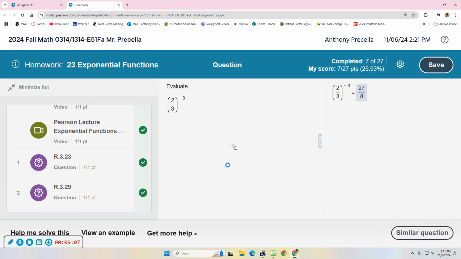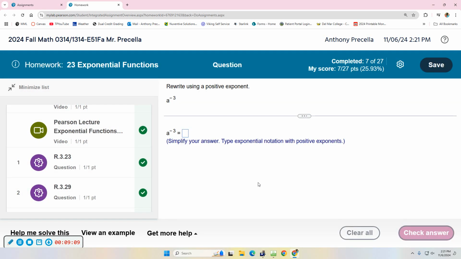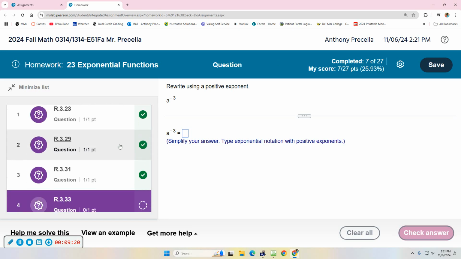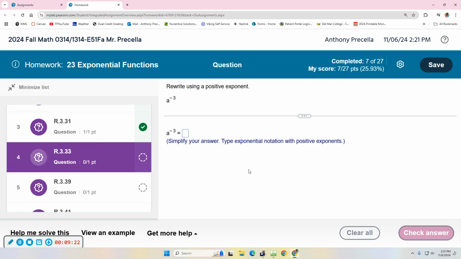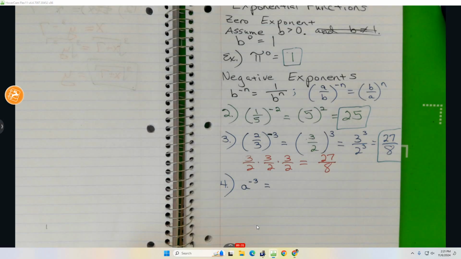I have to get harder. Okay, this is number... where does it say the number? It must be 4. Okay. All they want us to do is write it using a positive exponent. A to the negative 3. They want us to write that using a positive exponent.